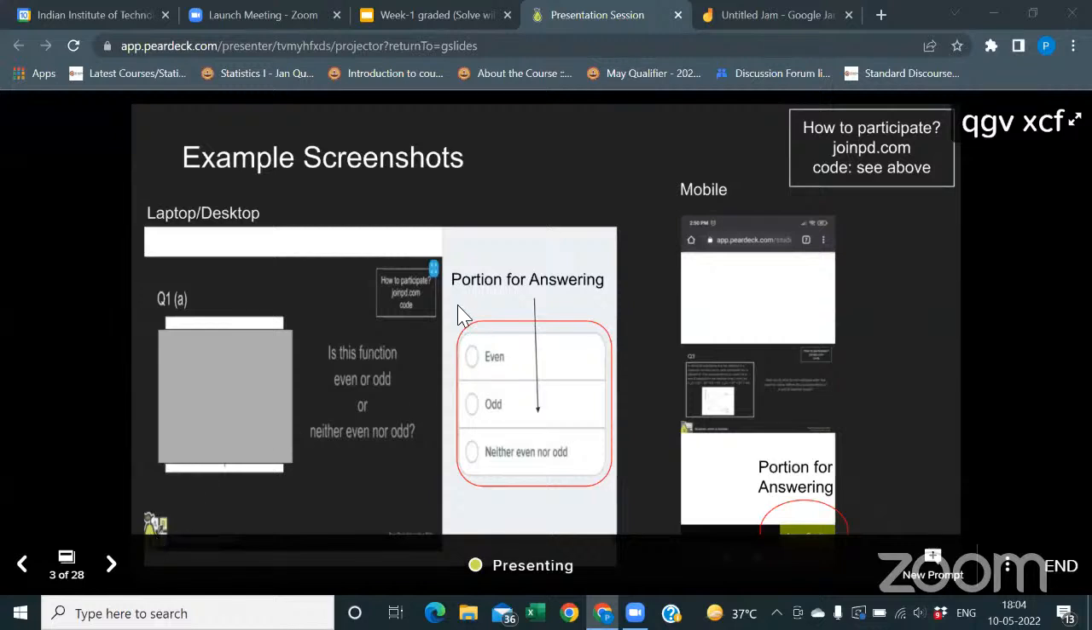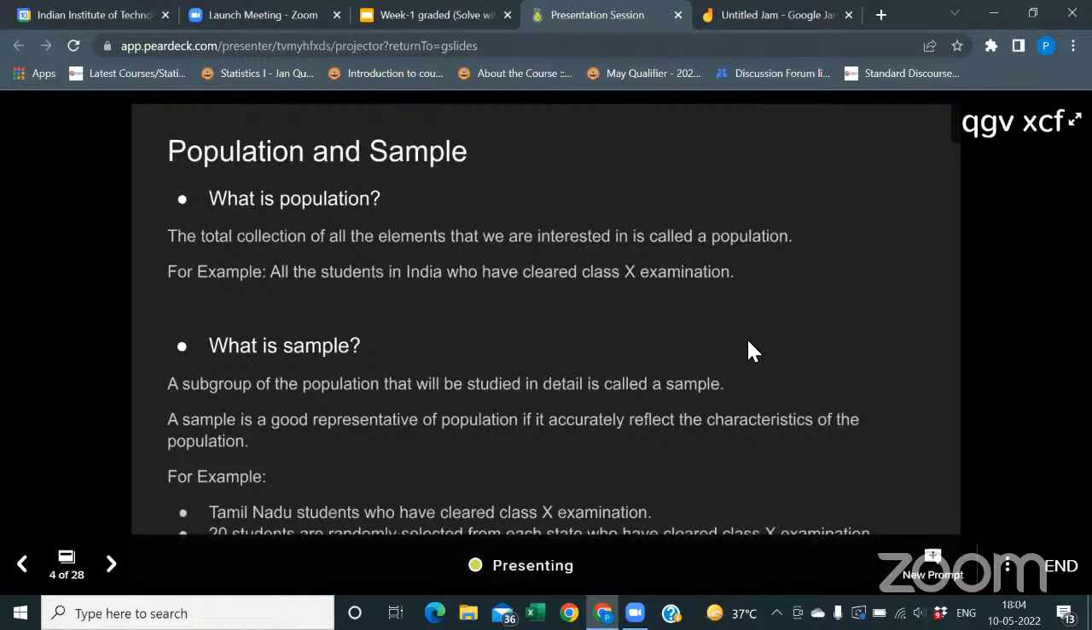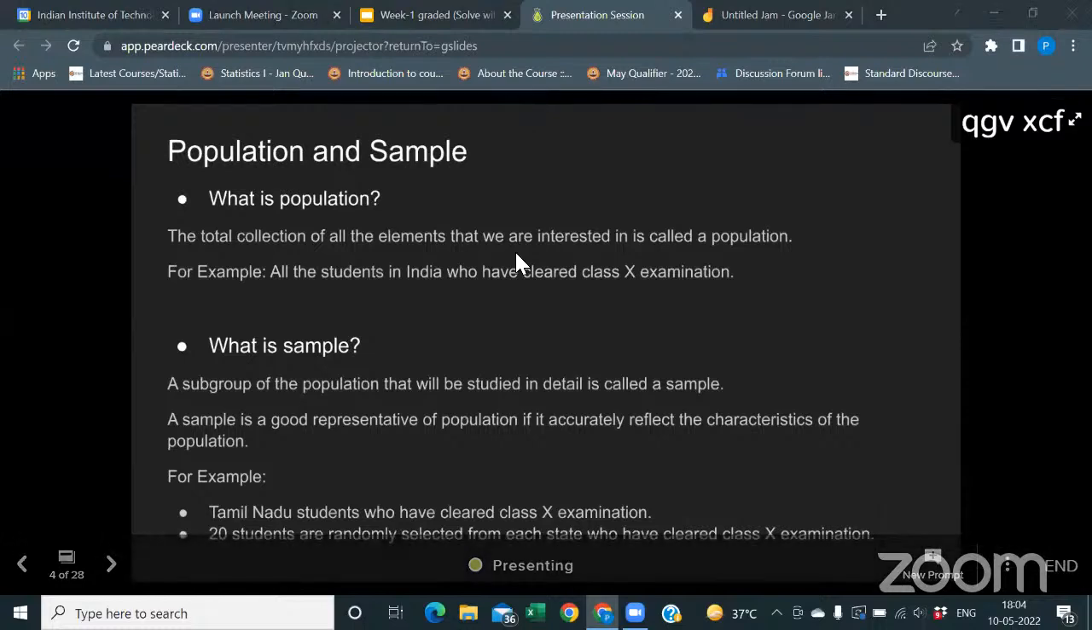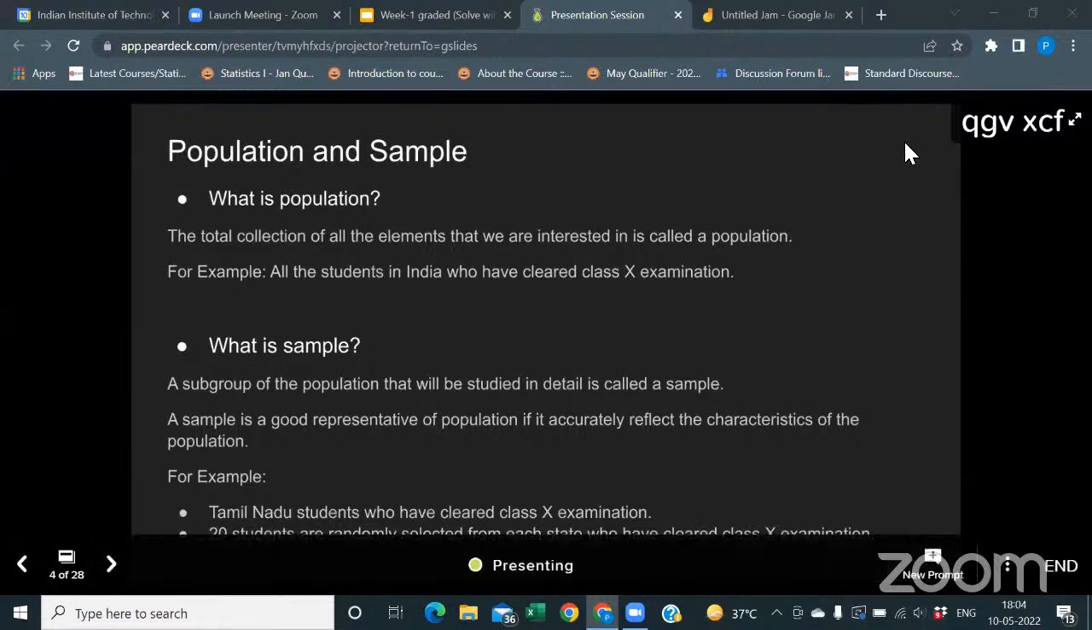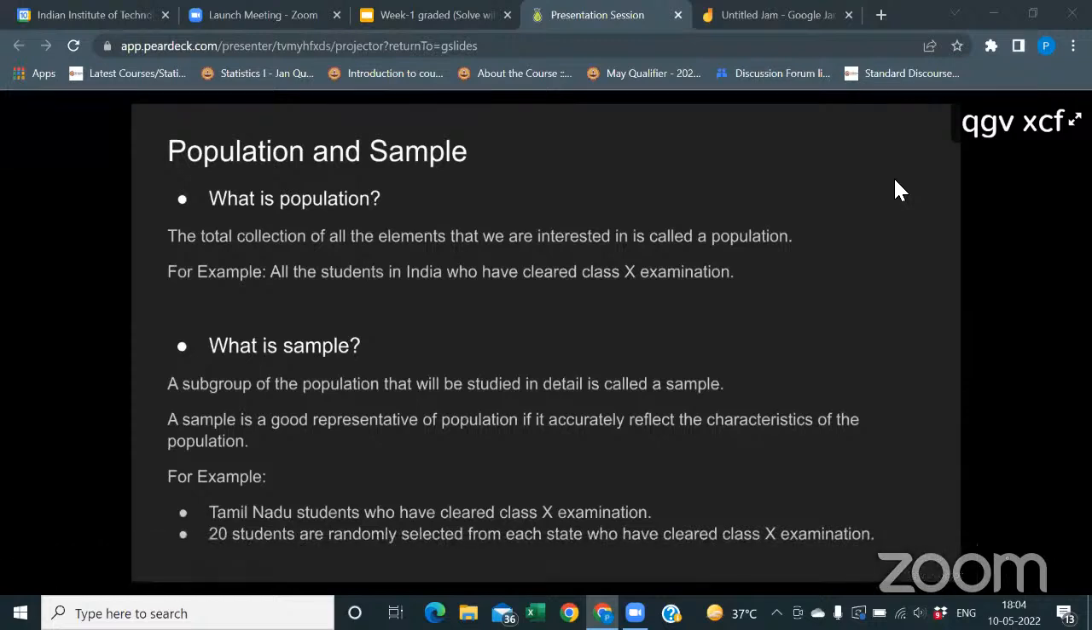Okay, so I think we can start. I hope you have got the concept of what is population and what is sample. So, what is population? Population is nothing but the total collection of all the elements that we are interested in.